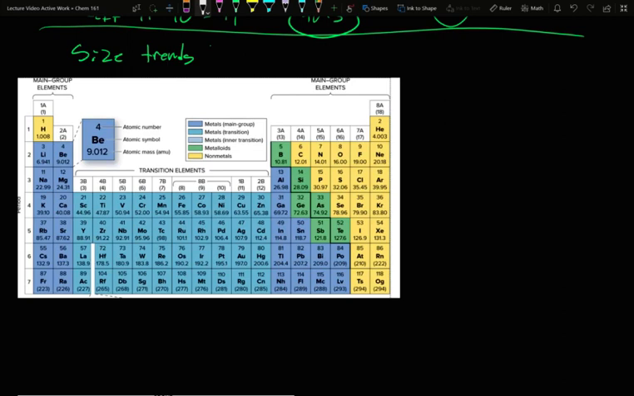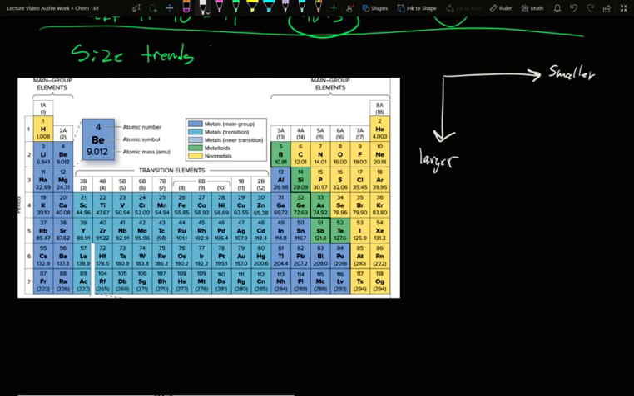In this video, we're going to discuss the size trends of atoms and how the periodic table and electron configuration help us see that. To put it short, your atoms are going to get smaller as you move to the right on the periodic table in any row. And your atoms are going to get larger as you move down on any column of the periodic table.